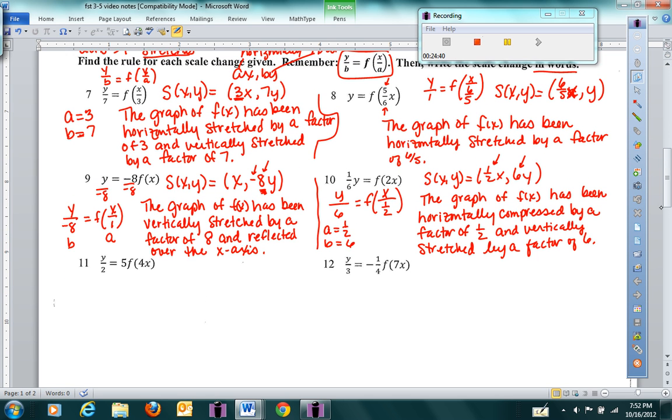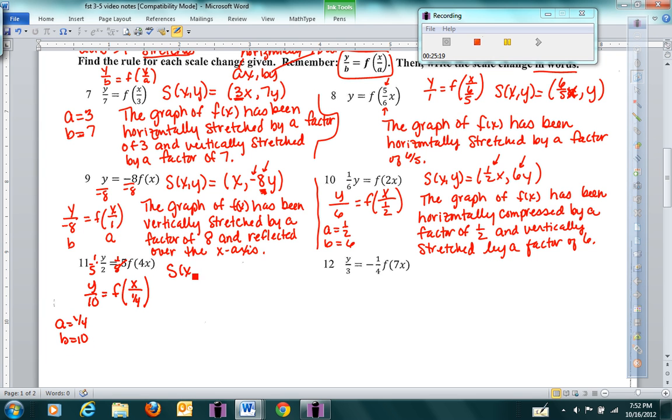Okay, I'm looking at number 11, and what I notice about number 11 is I don't like that 5 where it is. That 5 is not part of the function f of x, it's not in parentheses, so I'm going to have to take that and move it to the other side. Now you might think, well, I'll just divide it and get rid of it, but I think it might be easier if you multiplied by 1/5 here. Then you'll have y divided by 10 equals f of, multiplying by 4 is like dividing by 1/4. So a is 1/4, b is 10.